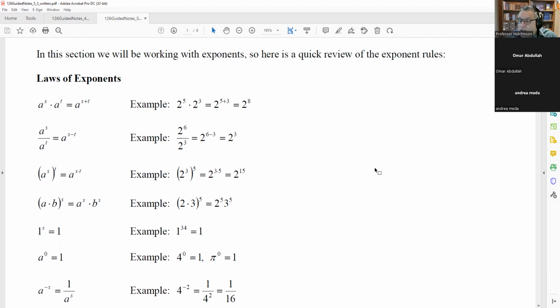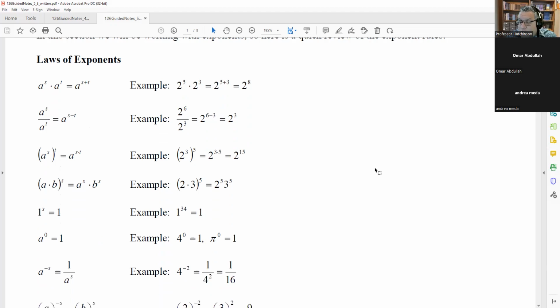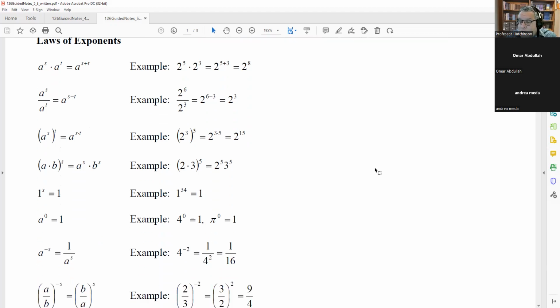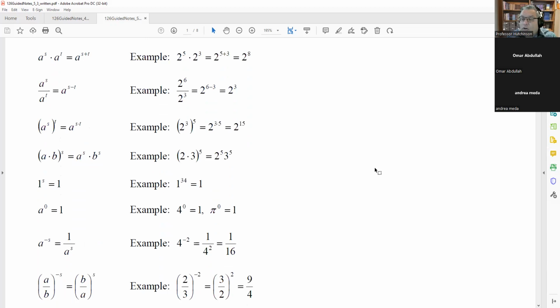Now, before we jump into any of these, I want to do a review of laws of exponents. So here's all the different laws of exponents that we have. I'm just going to go through and explain each one. There are examples provided for all these, so these are all in your notes, so you can refer back to those. But I'll just talk about some main ones that we're using. I want to just refresh some of these properties for you that you're using in this section.